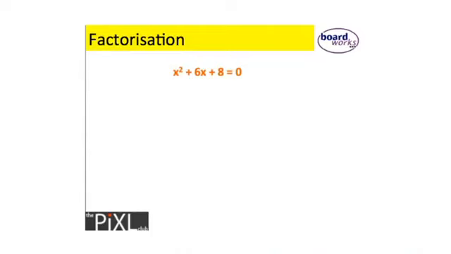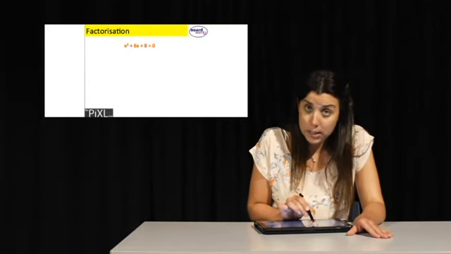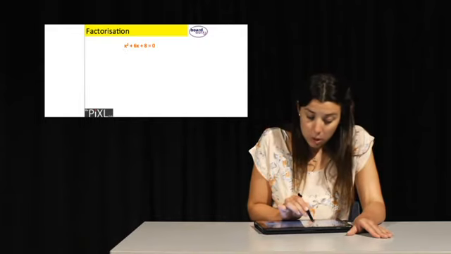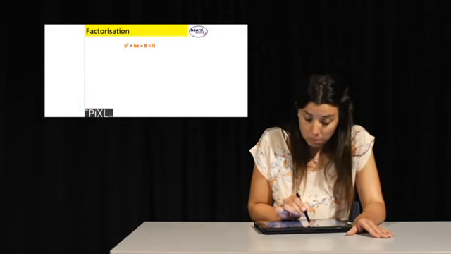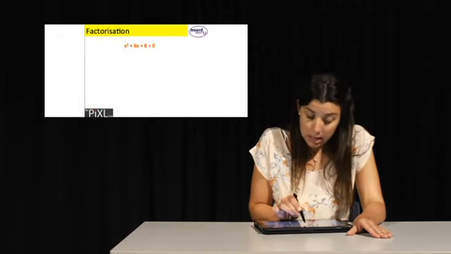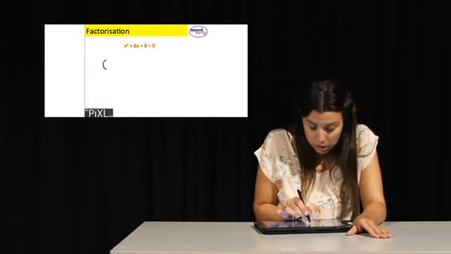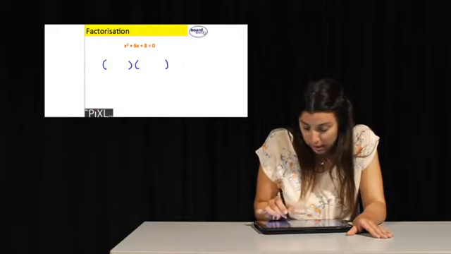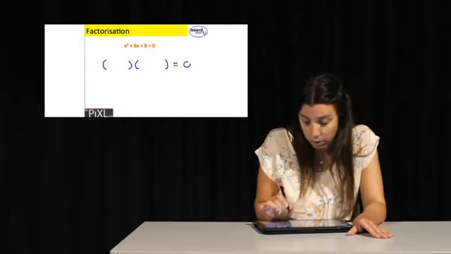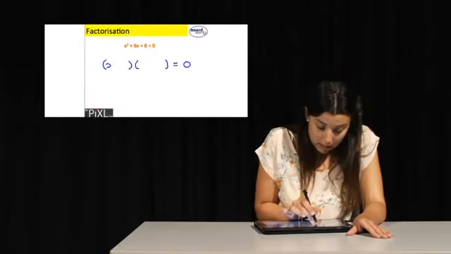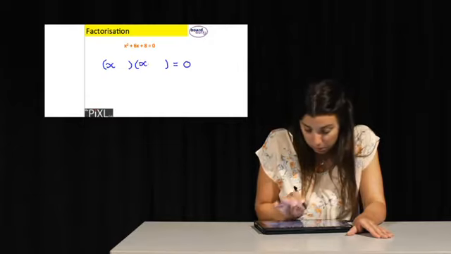Let's look at another example together. Here we have the equation x squared plus 6x plus 8 equals 0. It's a quadratic because our highest power is x squared. We have a being 1, b being 6, and c being 8. So by factorisation, we need two brackets. We write our brackets in, they are going to be equal to 0. We have x and we have x.